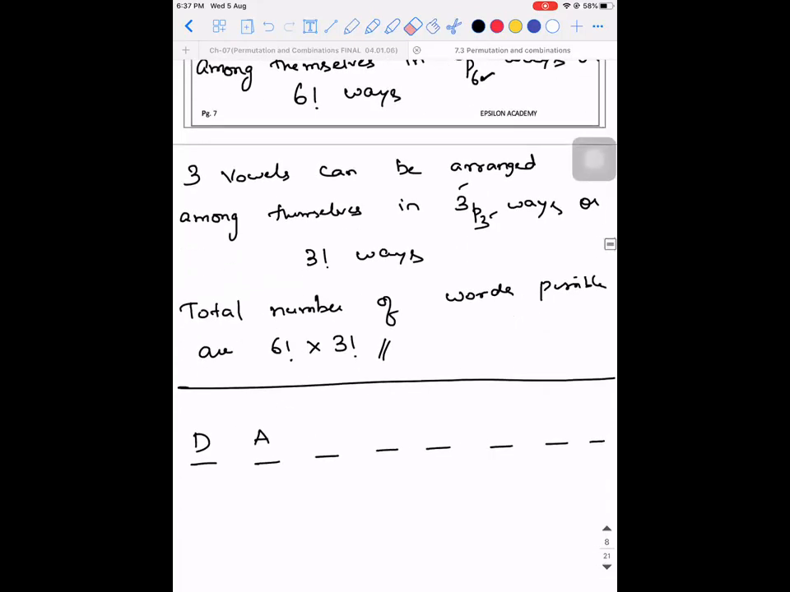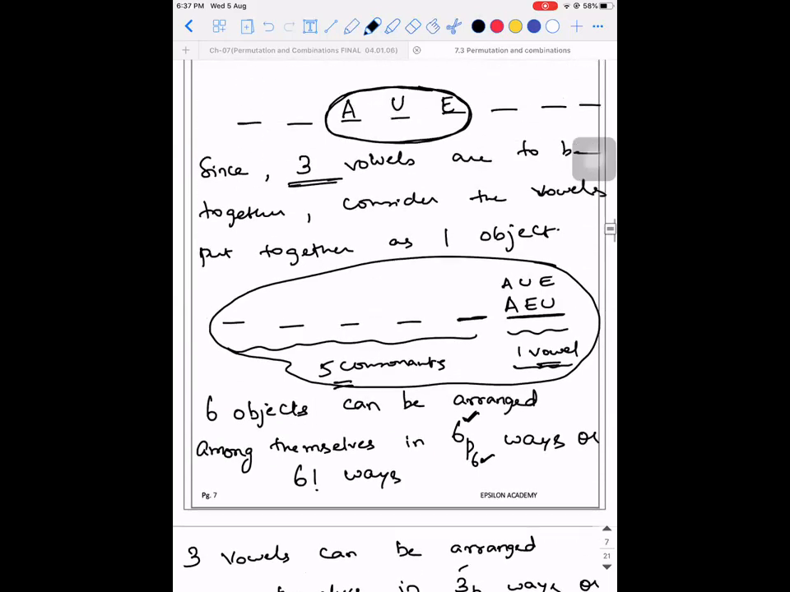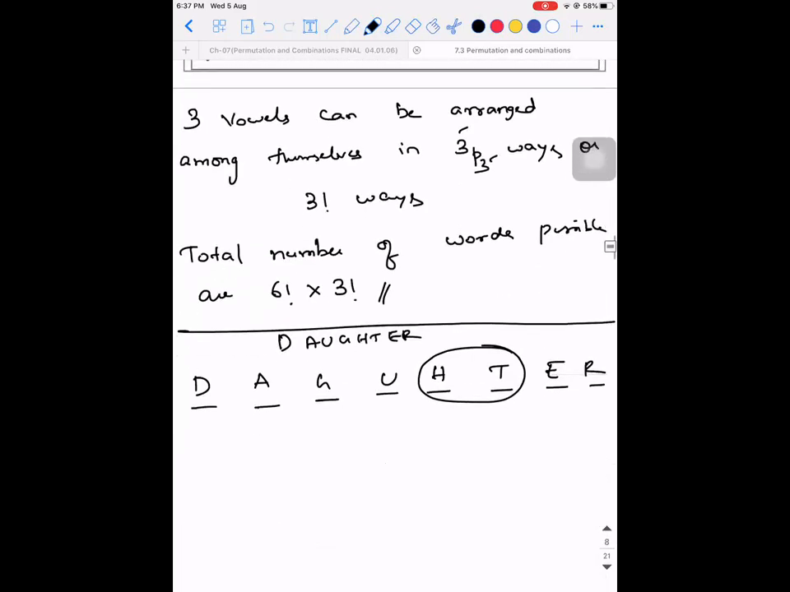So I can think of daughter. So D, A, I can put G here, I can put U here, I can put H here, D here, E here, R here. So have they put any condition on the consonants? Nothing. Two consonants can be together. They only told that they don't want the vowels to be together. So what will you do? How many blank spaces do you have for the vowels to be dropped? Out of the 8 blank spaces, you can arrange the vowels in any of the 5 places.